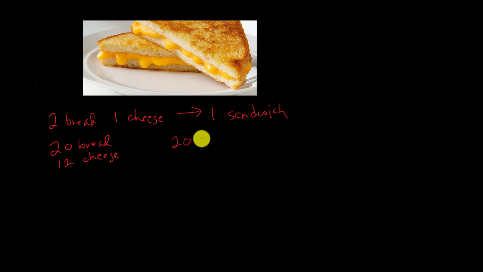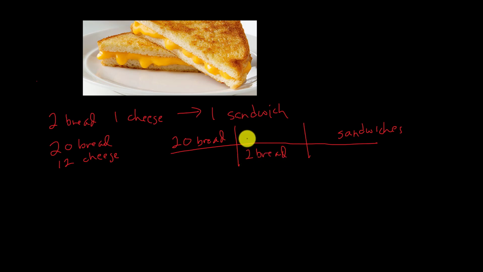You just use your basic stoichiometry. You'd say 20 pieces of bread, and then our goal is how many sandwiches. So we put that over here, and then we put our nice little brackets in here. And then we use the ratios in our equation. So we have 2 pieces of bread for every 1 sandwich. And of course, the answer here would become 10 sandwiches.